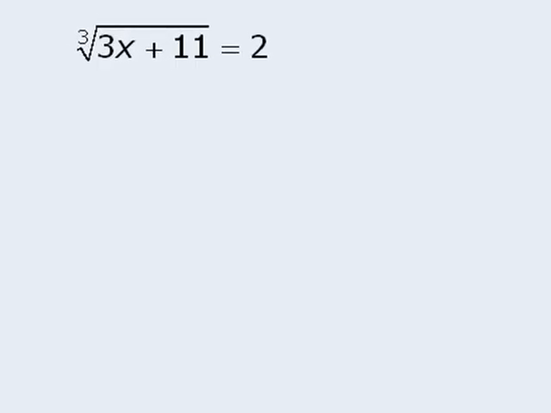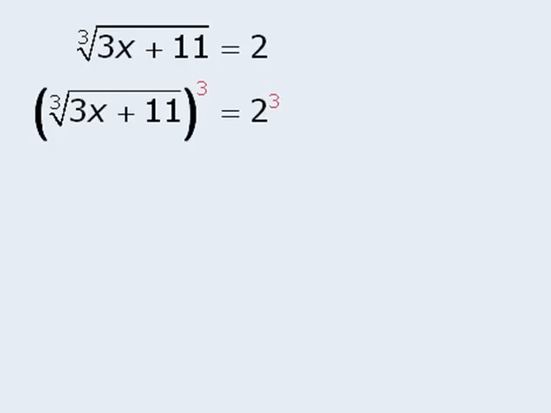Now the technique is pretty much the same here. To eliminate the cube root, we must first raise each side to the power of 3. So for fourth roots, we will raise both sides to the power of 4, for fifth roots the power of 5, and so on. Now the cube root of 3x plus 11 all to the power of 3 is equal to 3x plus 11, and 2 to the power of 3 equals 8.